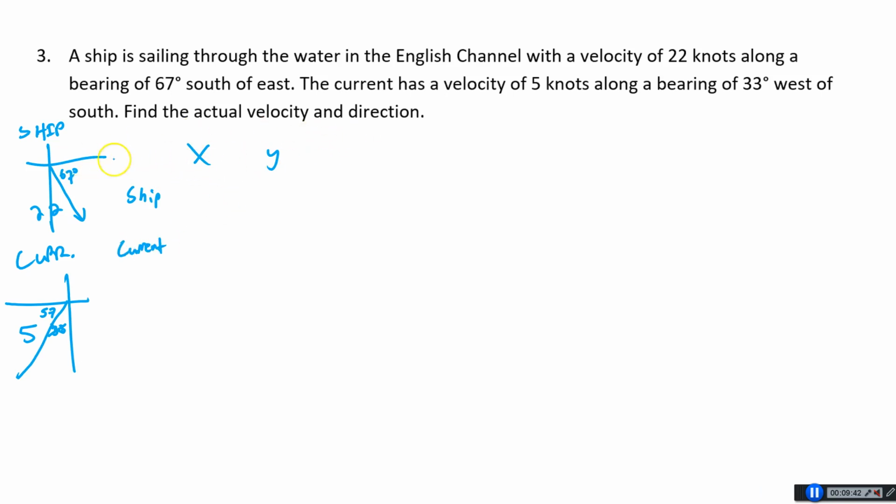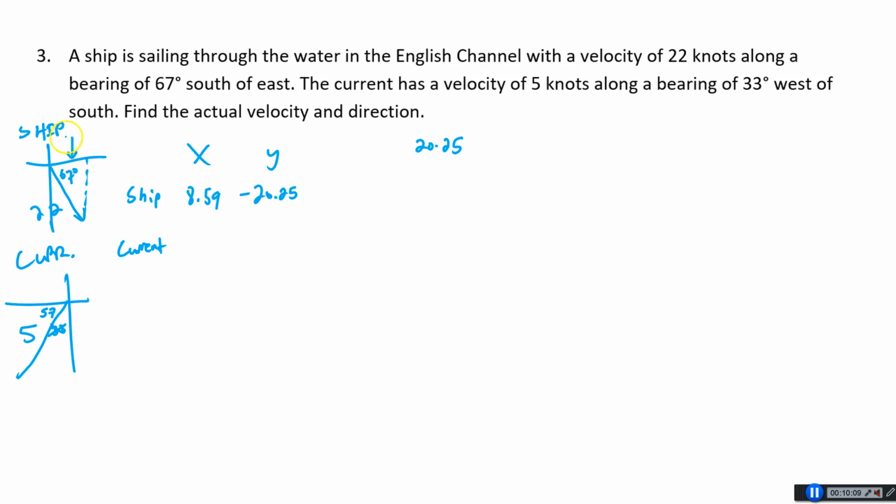So the ship, if we do 22 cosine of 67, 22 cosine of 67 will give me the x. So 22 cosine of 67 gives me 8.59. Makes sense. The y should be taking care of most of that because it's a pretty steep angle. And then the y, if you do 22 sine of 67, you get positive 20.25. But it's going downward, so I want that to be negative. So you should make it negative 20.25.